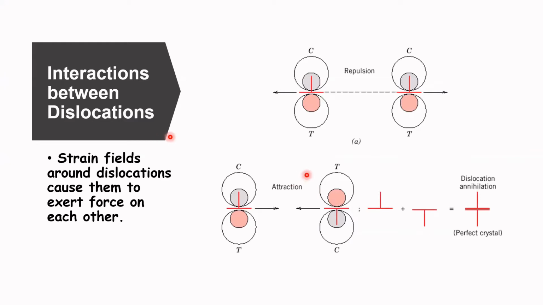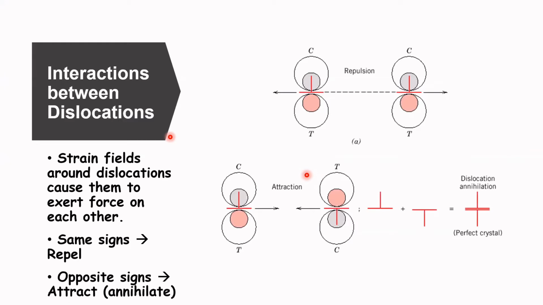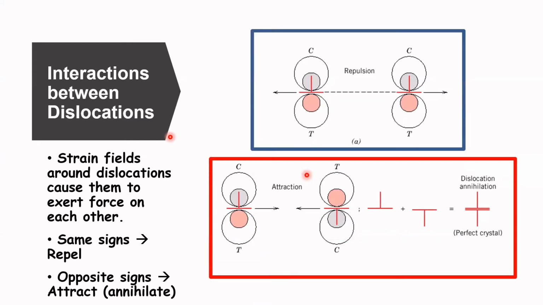Dislocation interactions are possible between edge, screw, and or mixed dislocations, and for a variety of orientations. These strain fields and associated forces are important when we want to strengthen metals, which we will discuss more in the chapter on strengthening mechanisms.